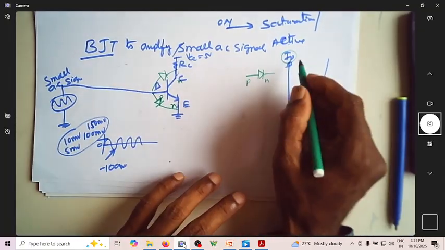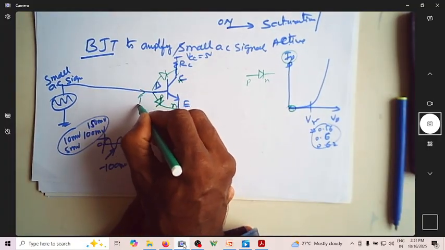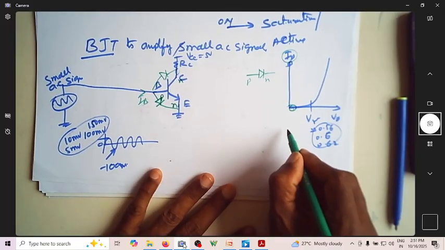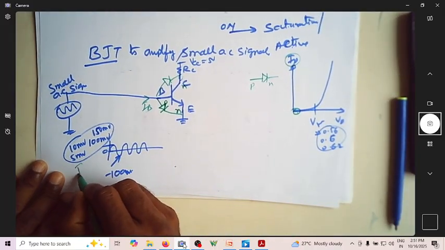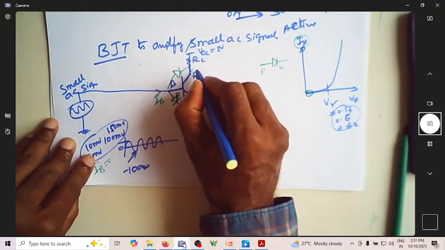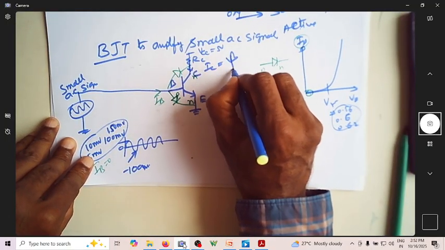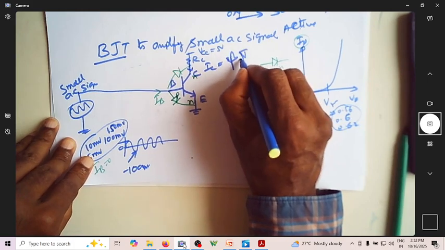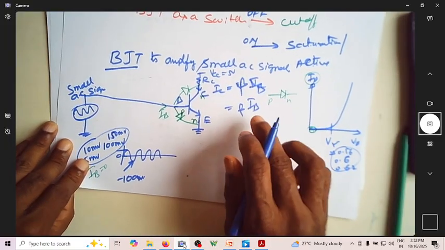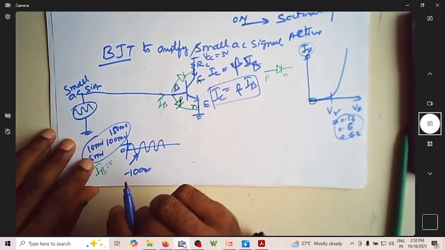Now ID means diode current, but now we are not referring to diode current, we are referring to base current. What is the base current when you are operating here? The base current is 0, because for these voltages IB is 0. When IB is 0, know that current IC is nothing but beta times IB. When IB itself is 0, then IC naturally is 0. So you won't get any current.